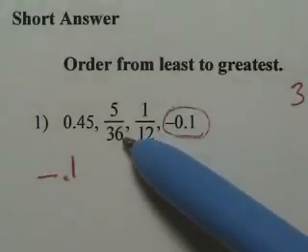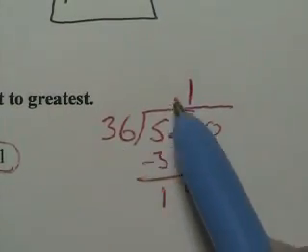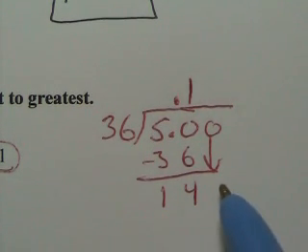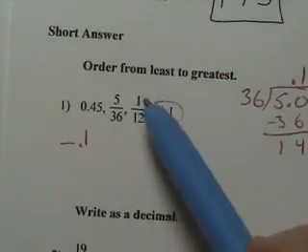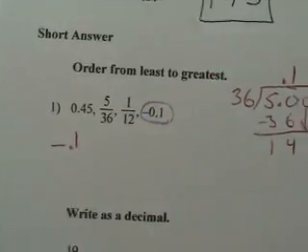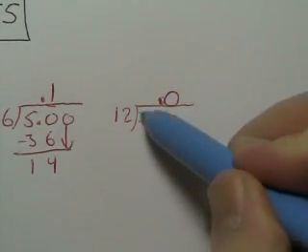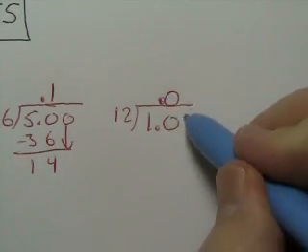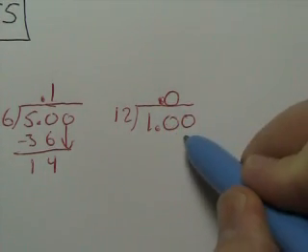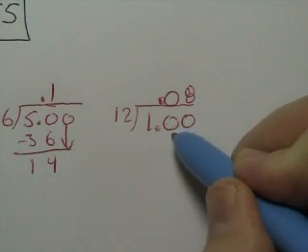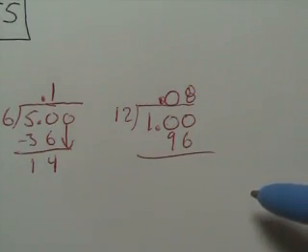Okay, so I'll divide 36 into 5. And if I do that, you can see that I have 0.1 and then there's some more. But I'm just going to wait and see if I need to divide any more or not. Notice when I do 1 over 12, if I divide 12 into 1, I add a 0. 12 does not go into 10. I add another 0. 12 goes into 100 8 times. That's 96. So I'll stop there, 0.08.